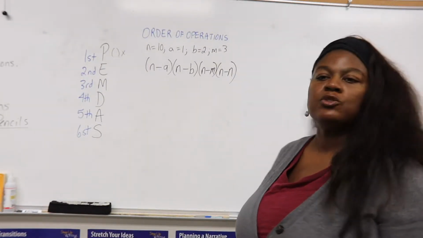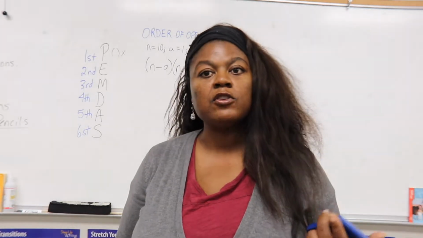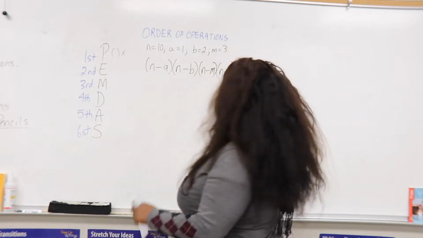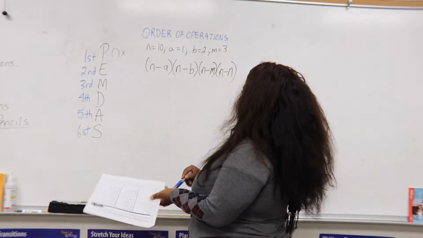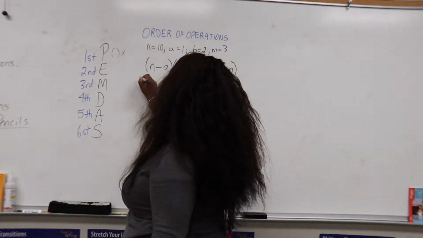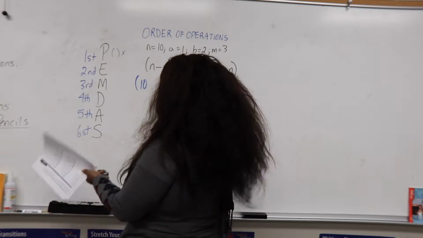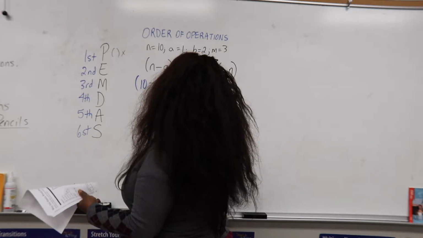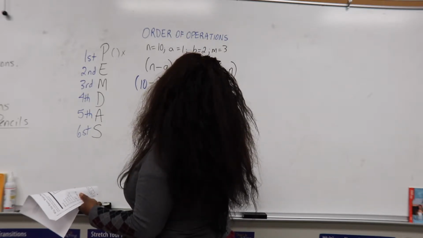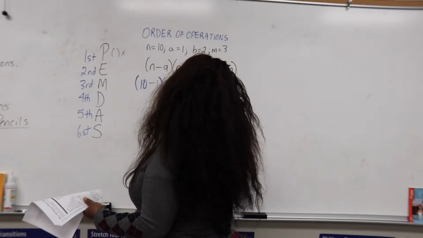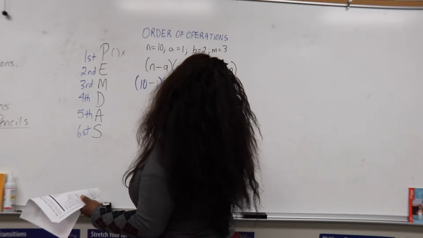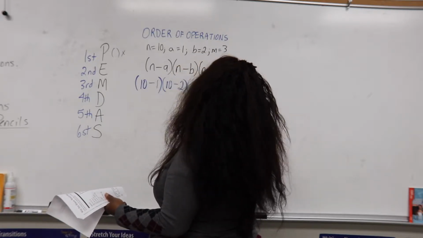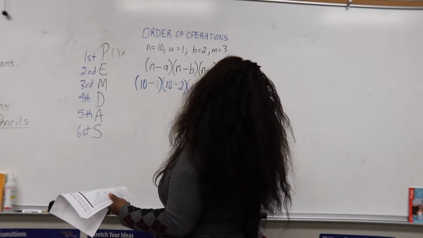Okay, so we're going to do another order of operations problem, but first we need to do some substitution. As we can see above, it's told us what we want to substitute. So we have 10 minus a 1, 10 minus, what's B? 2, 10 minus 3, and again 10 minus 10.